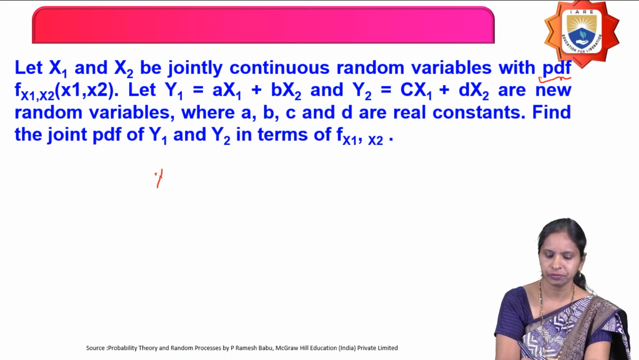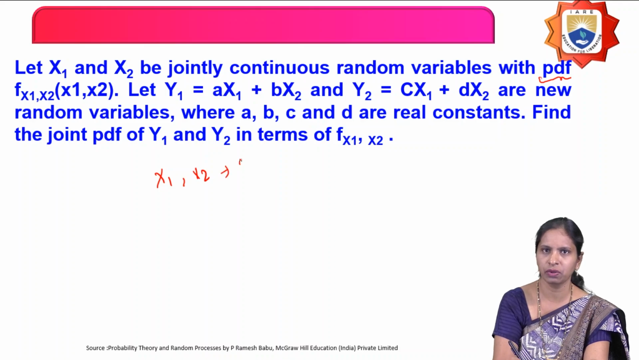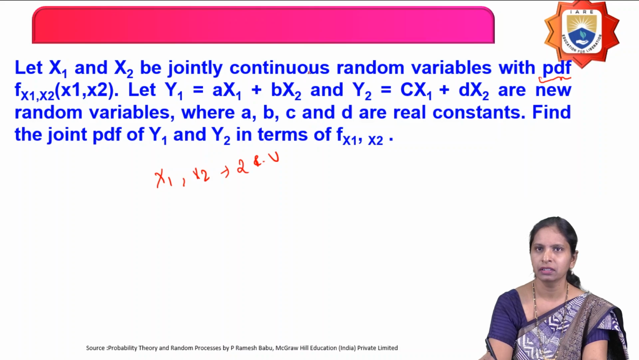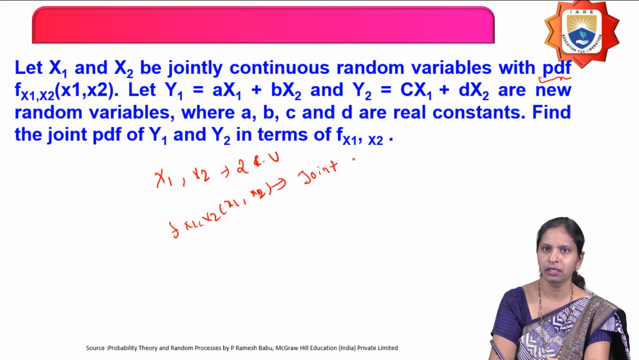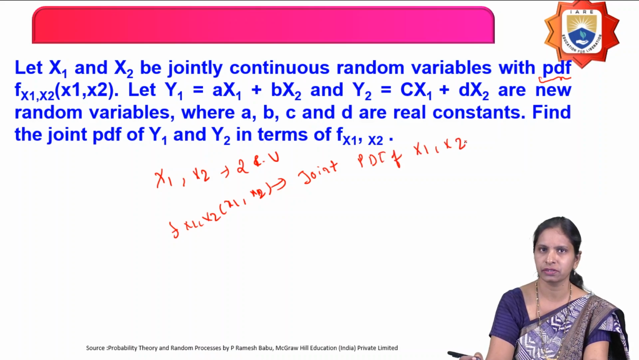They have given two random variables x1 and x2. So these are two random variables. And then what are they given? The joint density function of these two random variables is given by f of x1, x2 of x1 comma x2. What is this? It is nothing but the joint probability density function of the random variables x1 and x2.